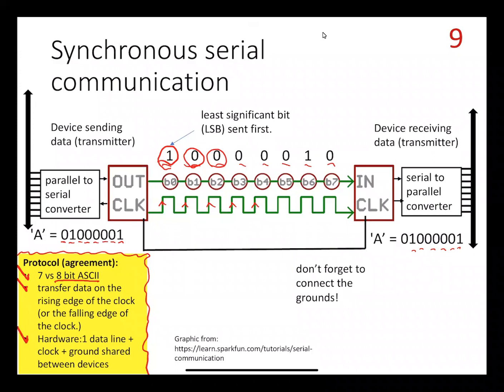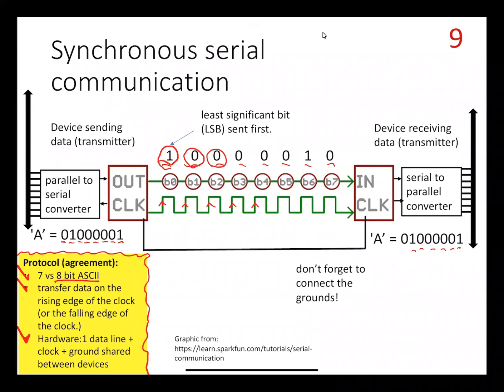The hardware that we have to share between the transmitter and receiver: there's one data line and the clock, and then of course the ground that's shared in between. So far fewer wires than the parallel case, but we still have to send over the clock.